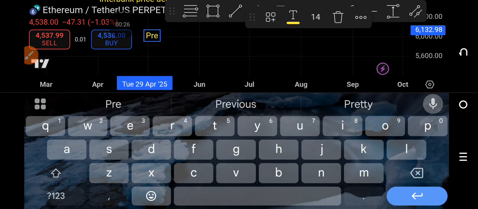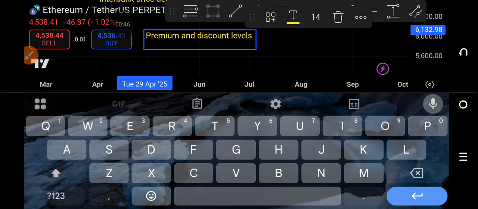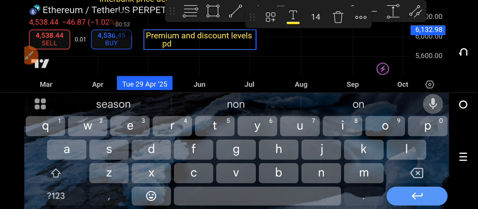Premium and discount levels are these in bracket. You can call them the PD arrays.